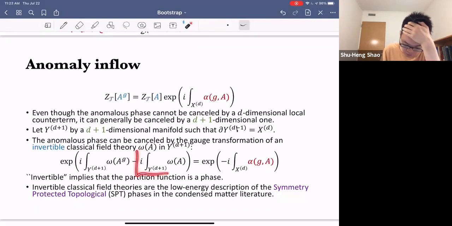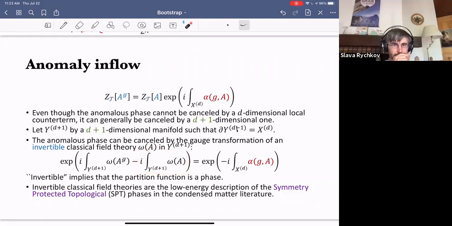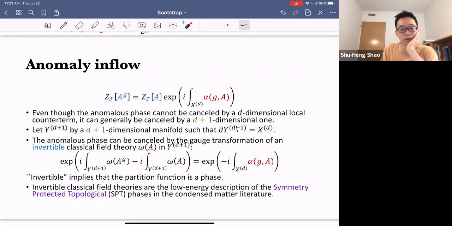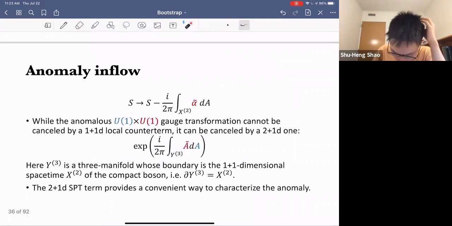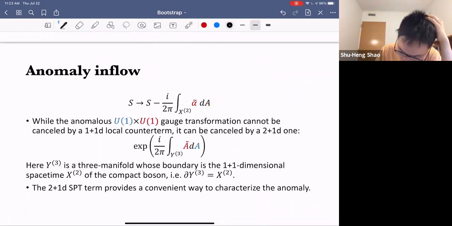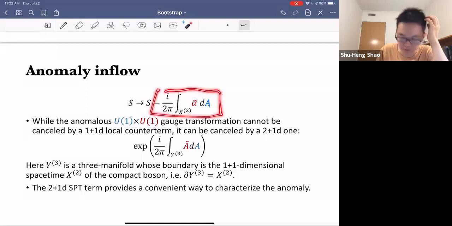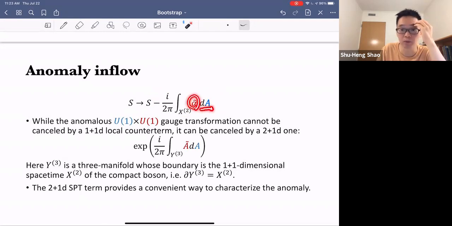but there's a 2 plus 1D invertible field theory that can cancel it. Well, let's try to understand that 2 plus 1D invertible field theory in this particular case. In this particular case, we see that the anomalous gauge transformation is given by this. It's the gauge parameter of the winding U1 times the field strength of the momentum U1.